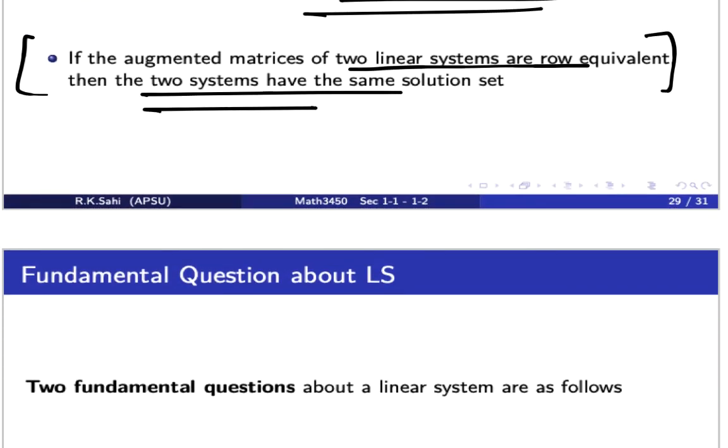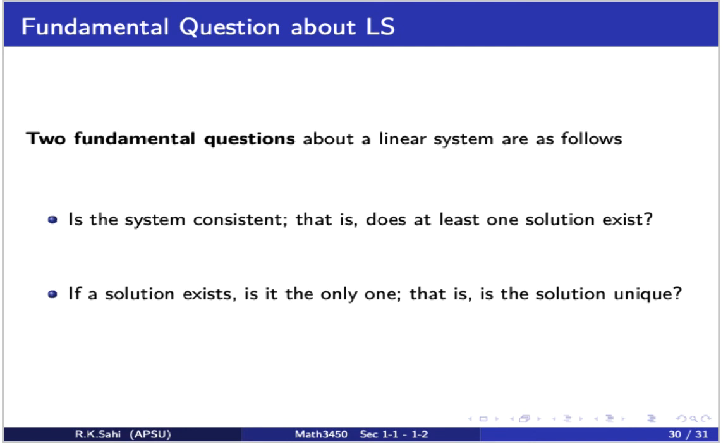Okay. Now, the most important question for us in a linear system is: is the system consistent? That's a very important one. Is the system consistent? That means, does it have at least one solution? Then the second question is, if there is a solution, is it unique? Because remember, a system which is consistent can have one solution or infinite solutions. So the next question comes up: if there is a solution, is it unique? So this is the whole theory about linear systems, guys.